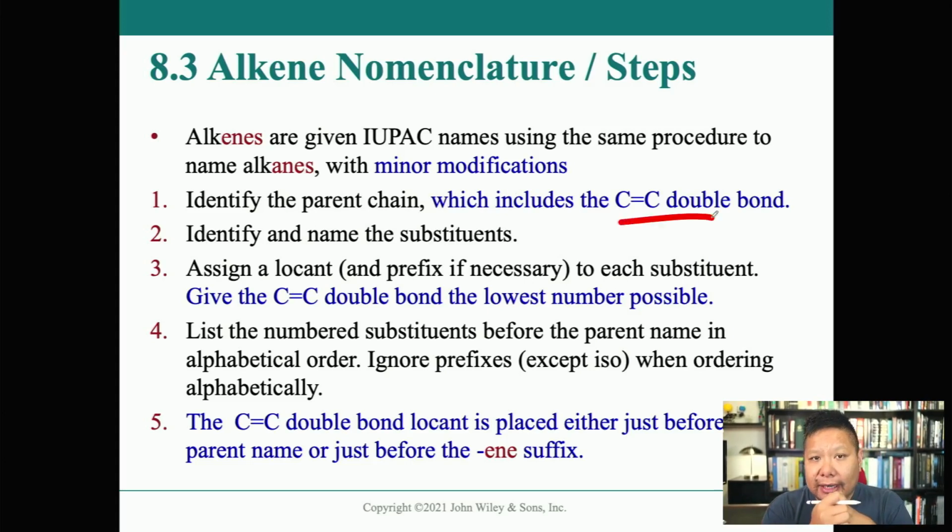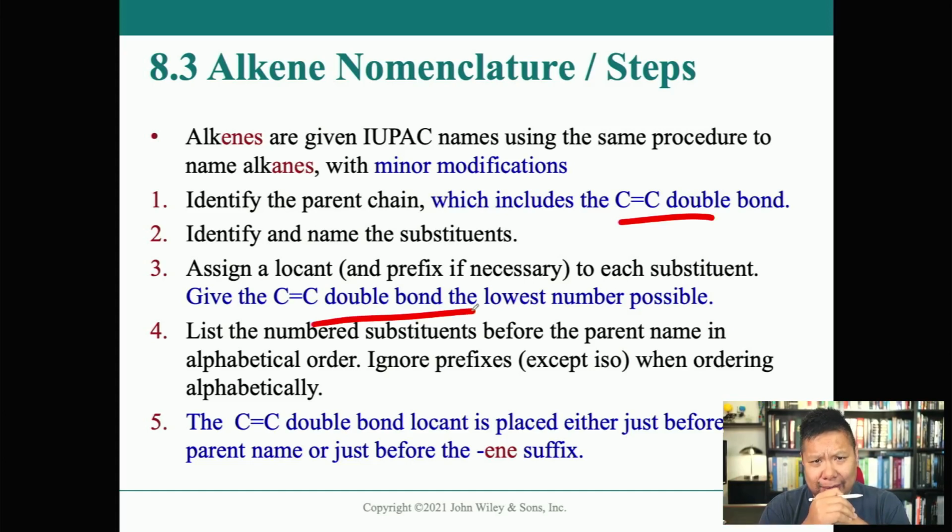And then identify the name of the substituents. Then three, assign the locant and prefix, if necessary, to each substituent. Give the carbon-carbon double bond the lowest number possible, kind of like the way we number substituents, where we give them the lowest number possible.